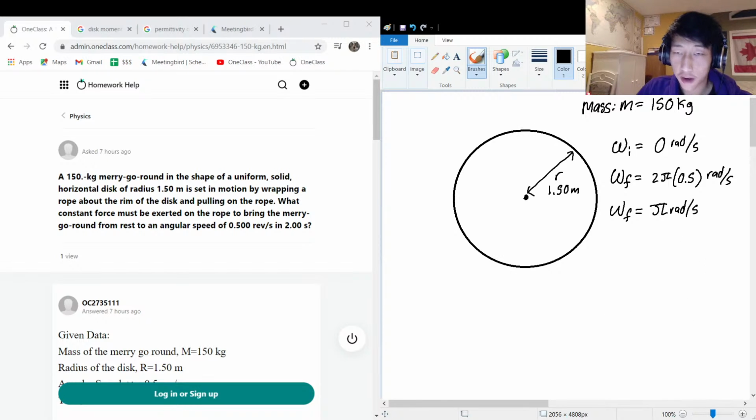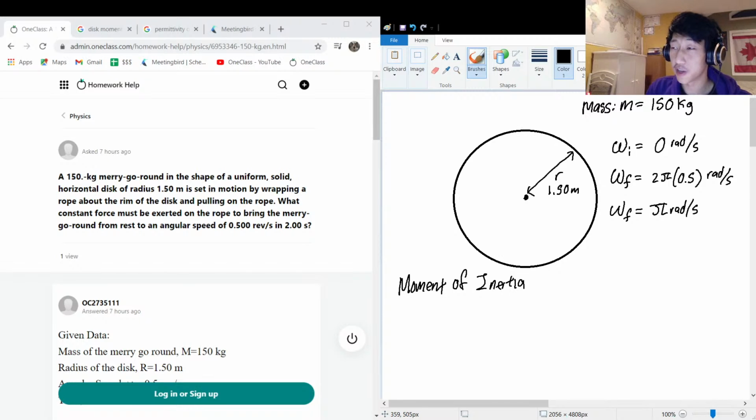Another important detail that they mentioned to us is that the merry-go-round is in the shape of a uniform, solid, horizontal disk. The reason that's significant is because we need the moment of inertia to know how this disk, this merry-go-round, is going to interact with the force that is applied on it. Now, what is the moment of inertia?